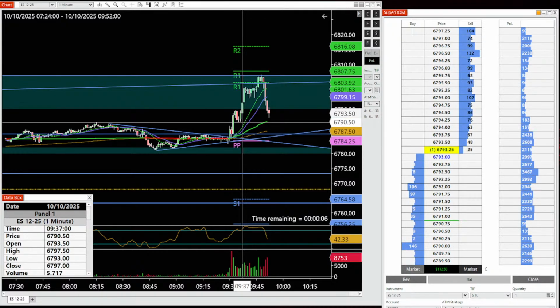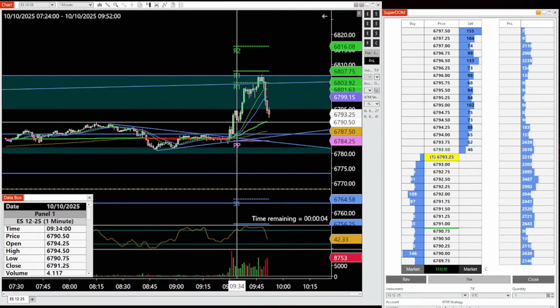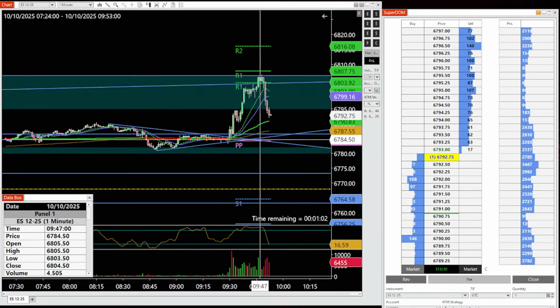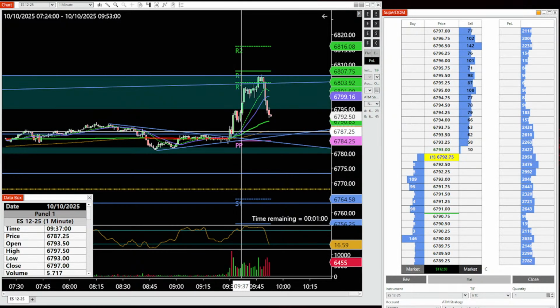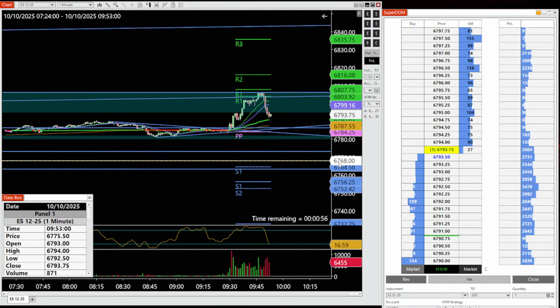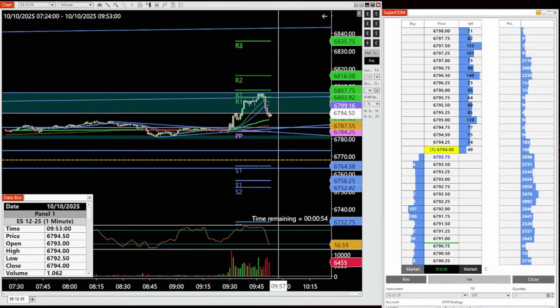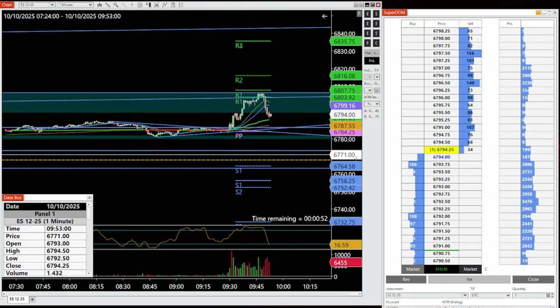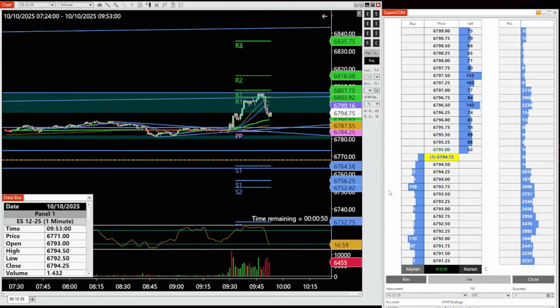We bounced off this 90. Let me see this low. 90.75. Do we get a bounce here? Like to think so, but gotta wait till 10 o'clock.